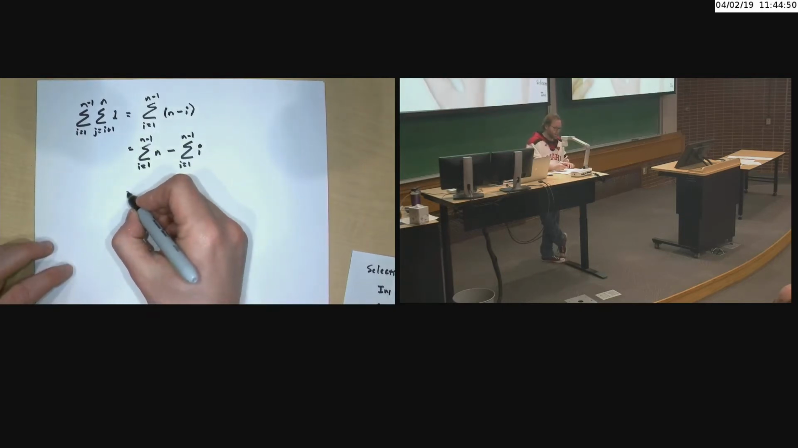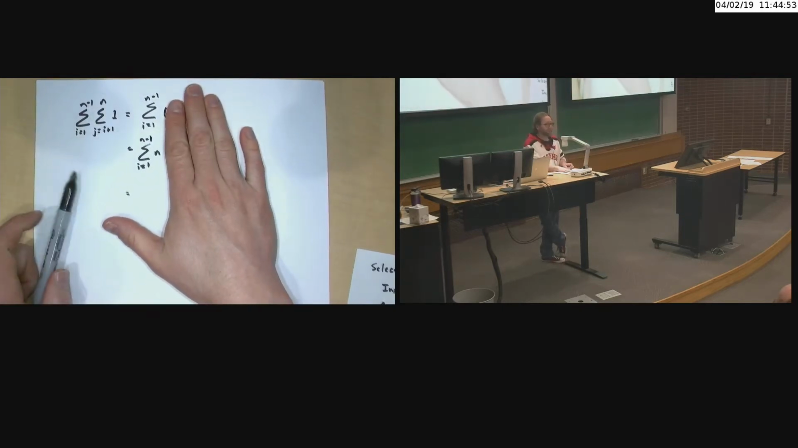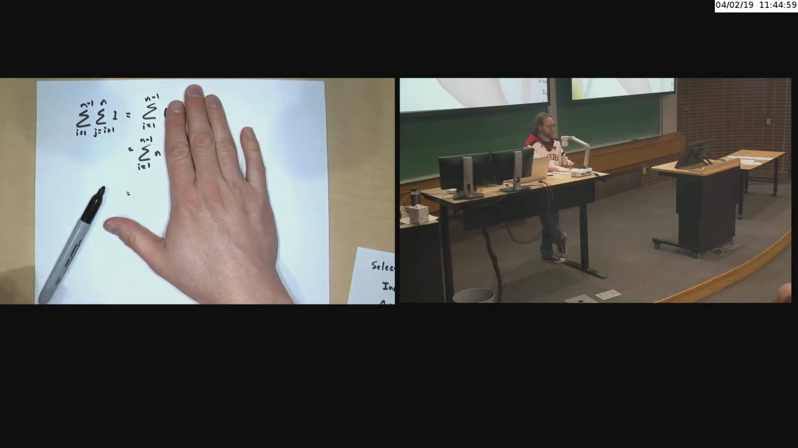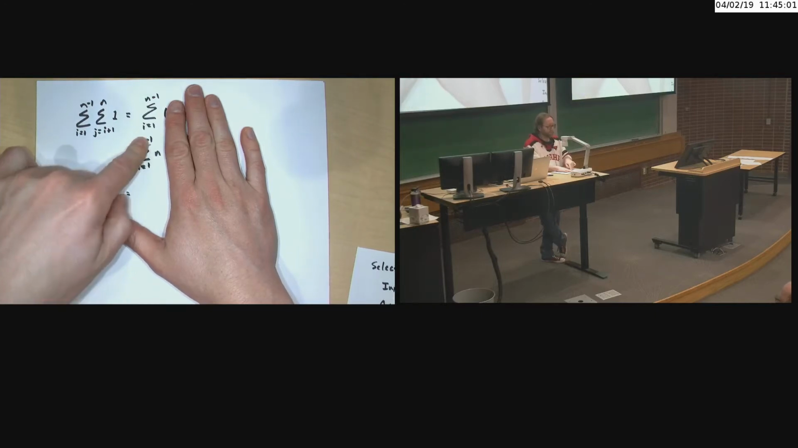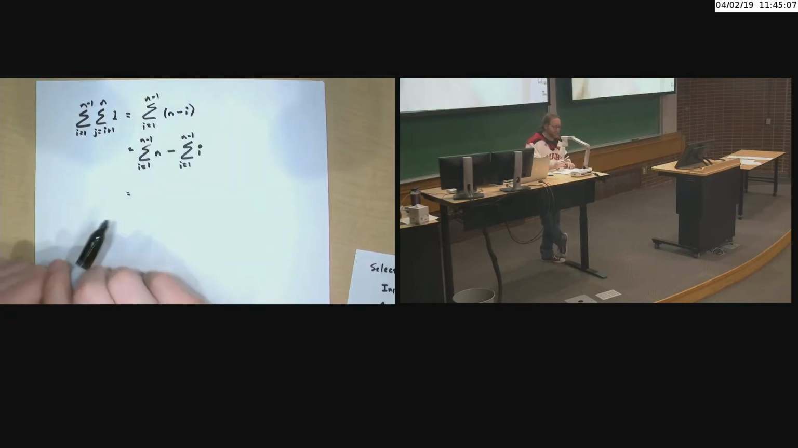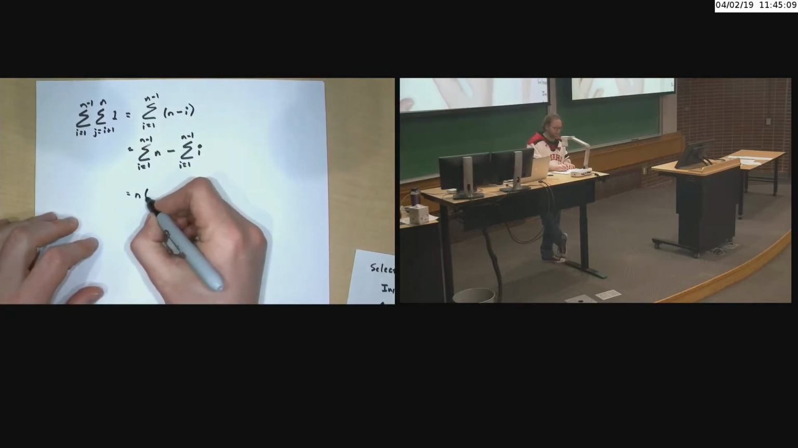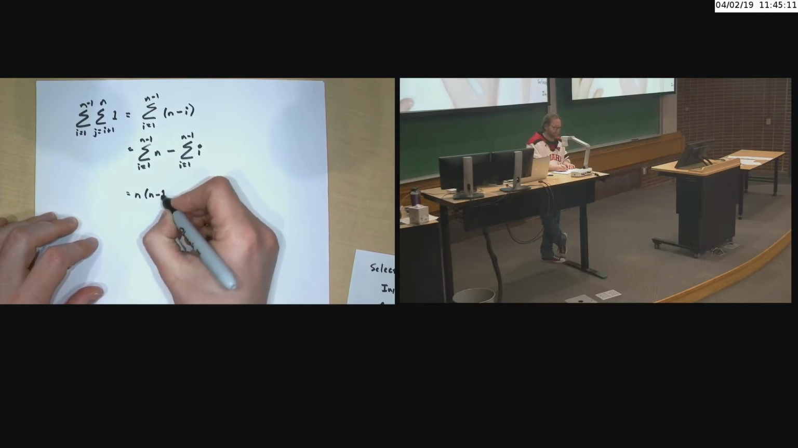All right? The first one's super easy. This is n plus n plus n plus n. How many times do I do that? It goes from i equals 1 up to n minus 1. So 1, 2, 3, 4, all the way up to n minus 1. So it's just simply n times n minus 1. Okay?